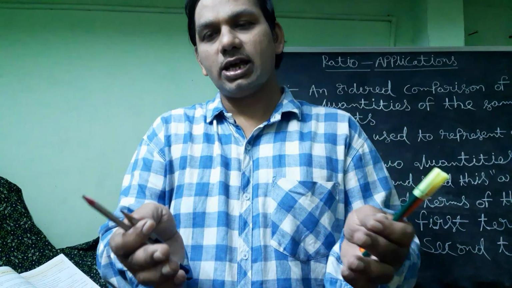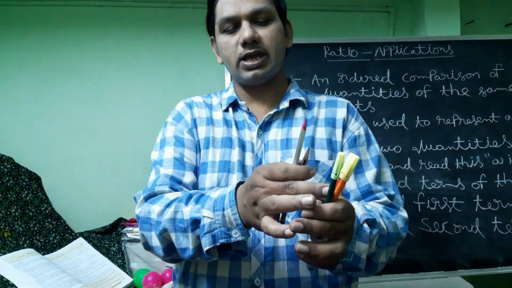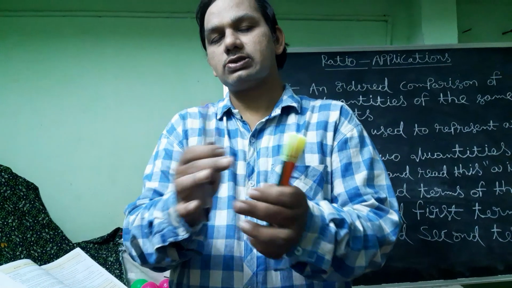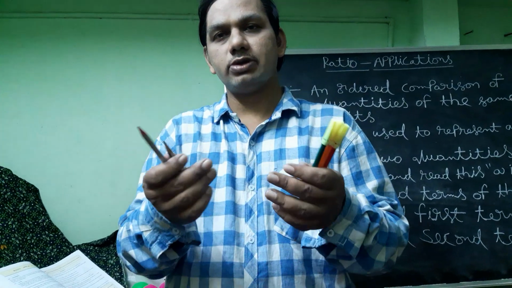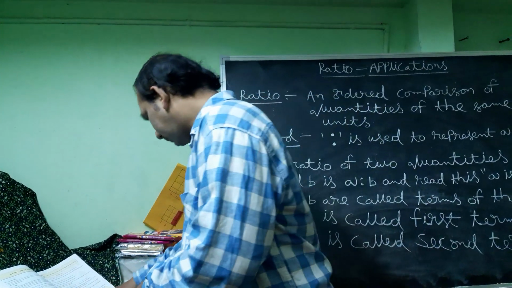Next, in the similar way, number of pencils to number of sketch pens is 2 is to 3. In this way, we will say generally. Next, we will see another example.